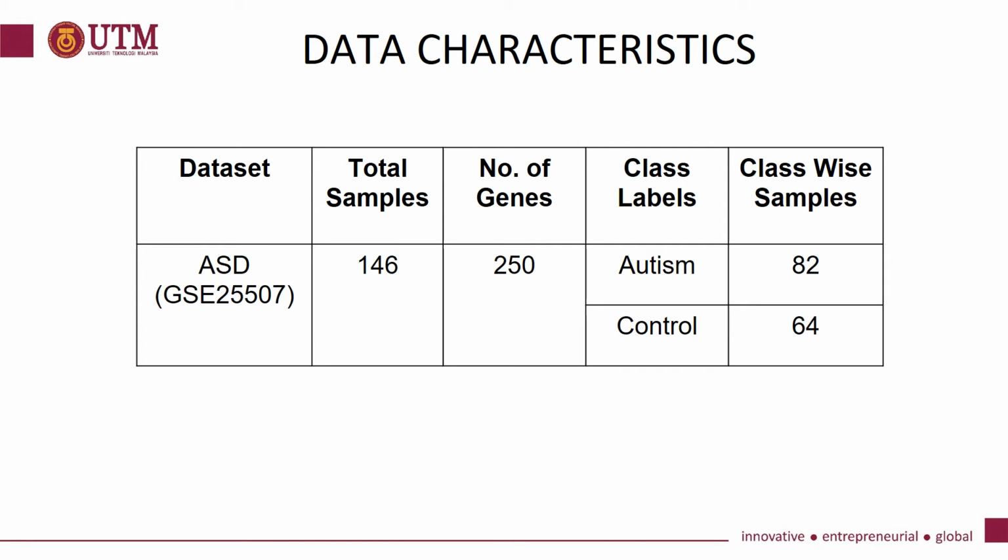This is the data characteristics after performing data reduction. The dataset accession number is GSE25507 and it is divided into two classes, which are autism and control. The dataset has 146 samples and 250 genes. The number of autism samples is 82 and 64 are control.